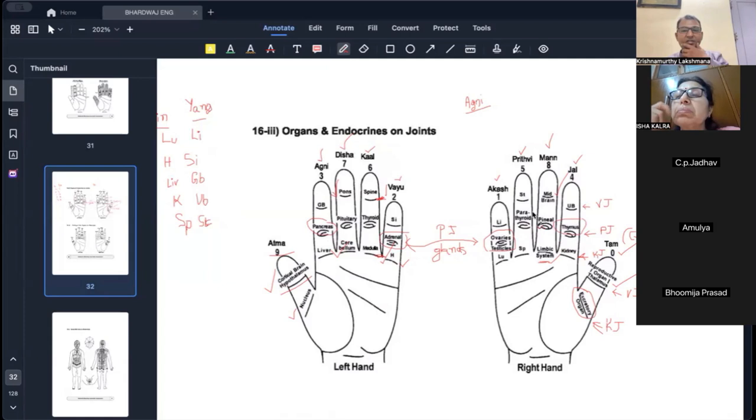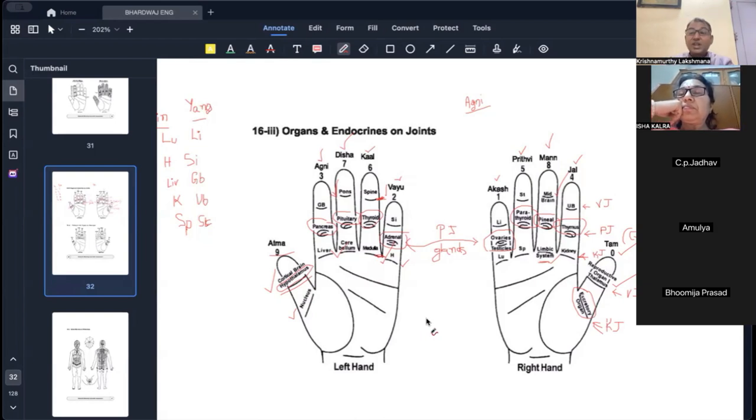And finger number 5, parathyroid. Finger number 6, thyroid. Finger number 7, pituitary. Finger number 8, pineal. And finger number 9 is the hypothalamus. Are you able to understand? So it is in the sequence of the physical location in the body.